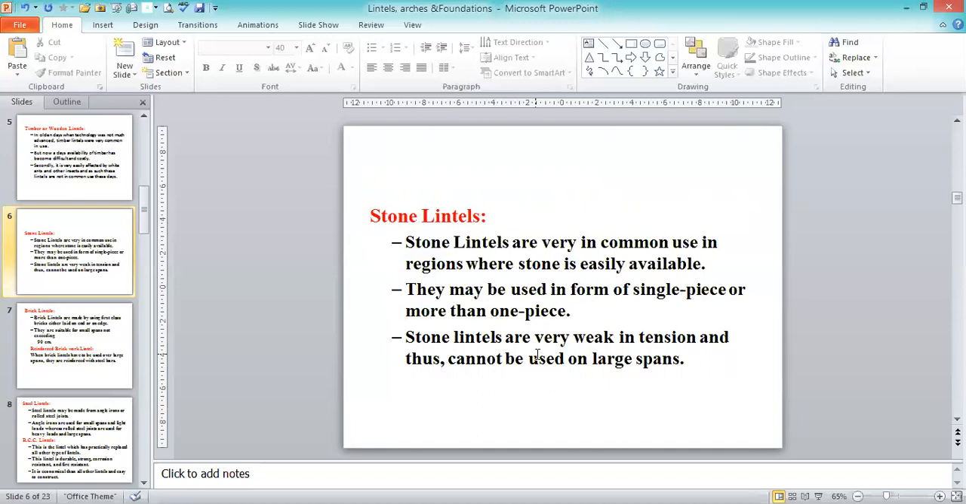They may be used in the form of a single piece or more than one piece. Stone lintels are very weak in tension, thus cannot be used for large spans. So the disadvantage is weakness in tension. That's why we cannot go for large spans; they can only be used for small spans.